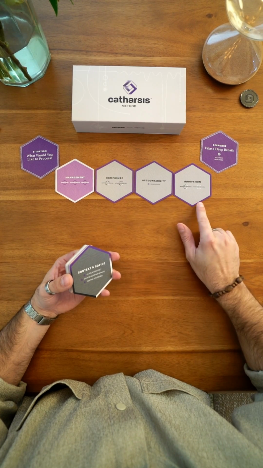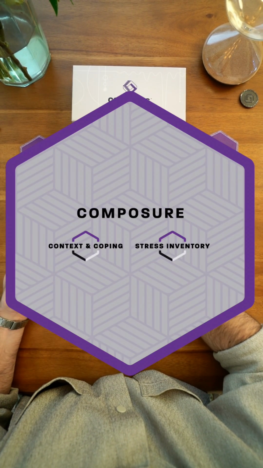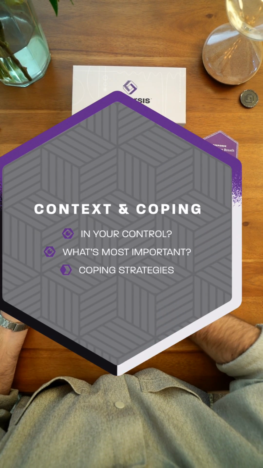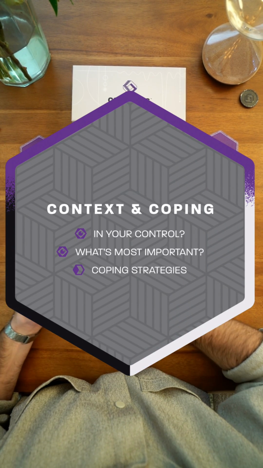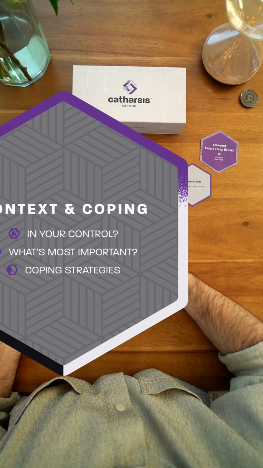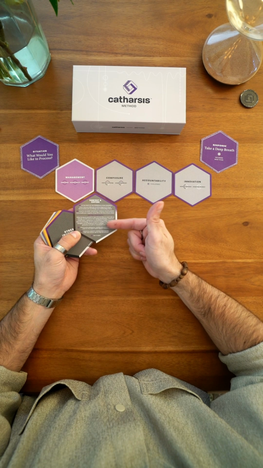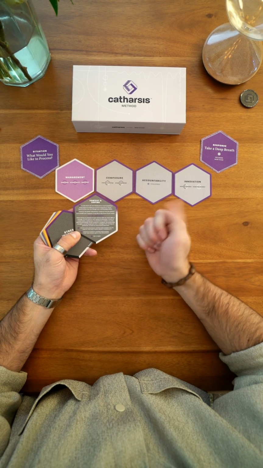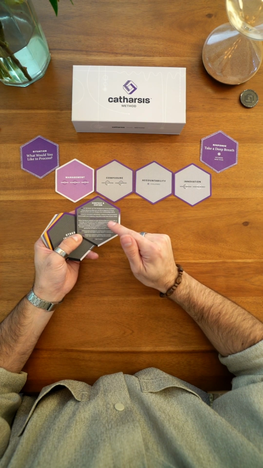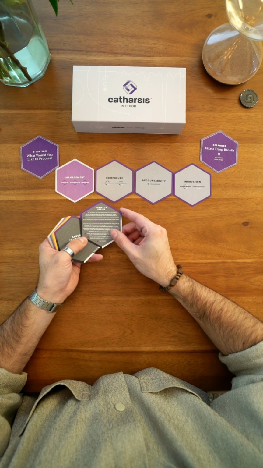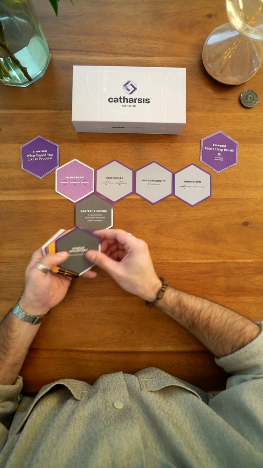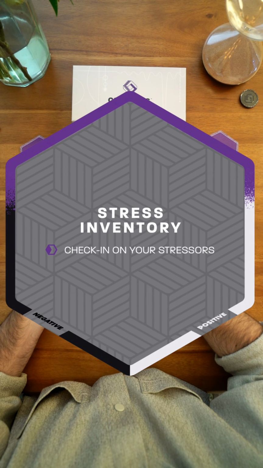Pillar 1, composure. Composure has two exercises. The first is context and coping. This exercise asks important questions to put the situation you've chosen to process into perspective. Is this situation in your control? What's the most important outcome? And then we reflect on our coping strategies in this situation and whether those are as healthy and helpful as they can be.